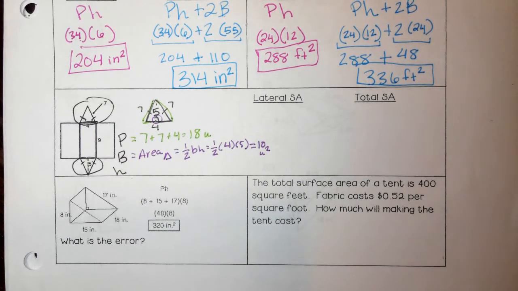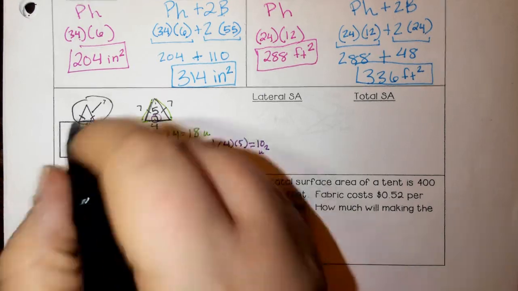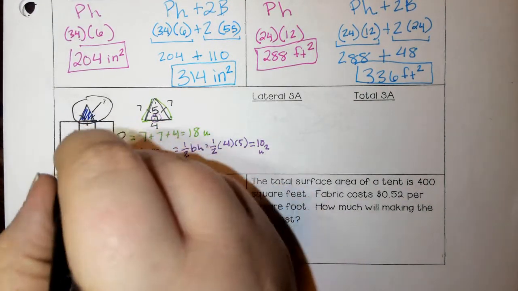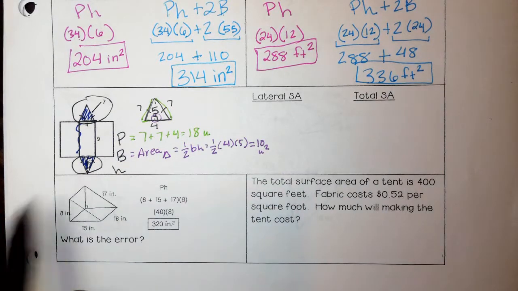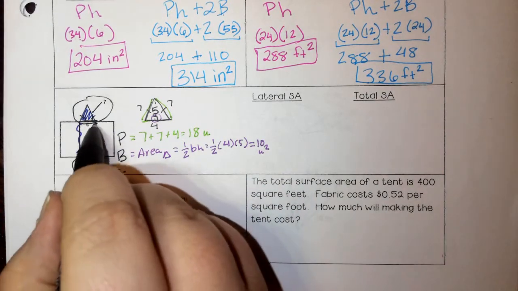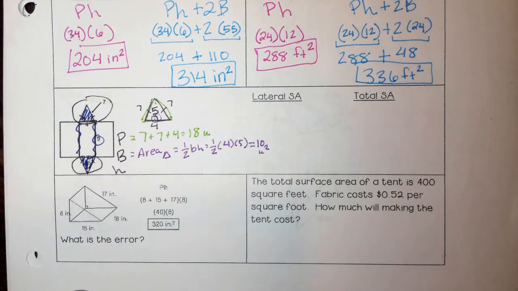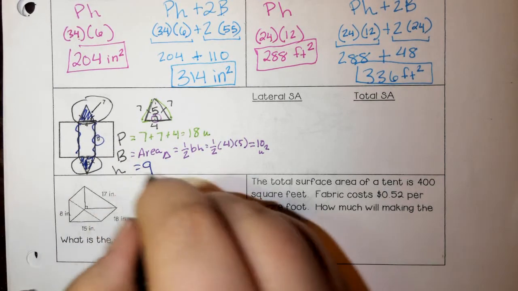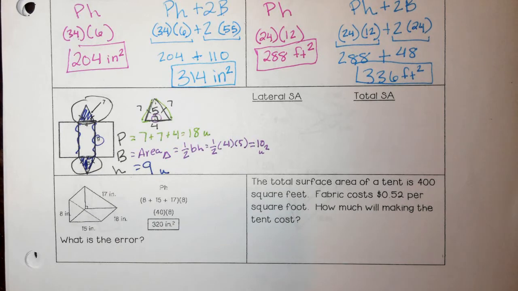Now we're looking at the height of the prism. Height is whatever connects the 2 bases together. Here's a base, and here's its matching base. The thing that connects those two shapes together is this line, which is measured at 9 units. So the height is 9 units. Now we're all set up to find lateral and total surface area.